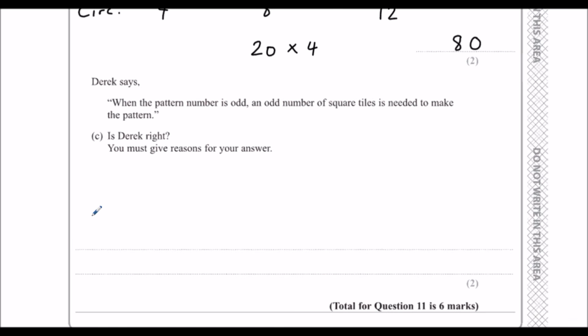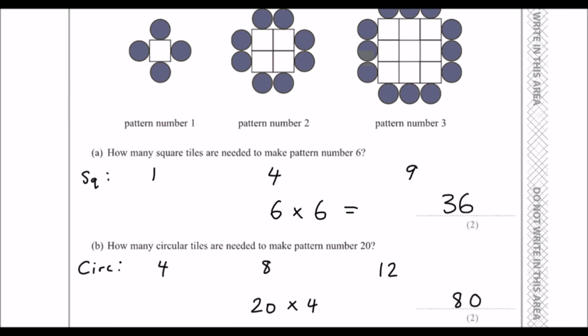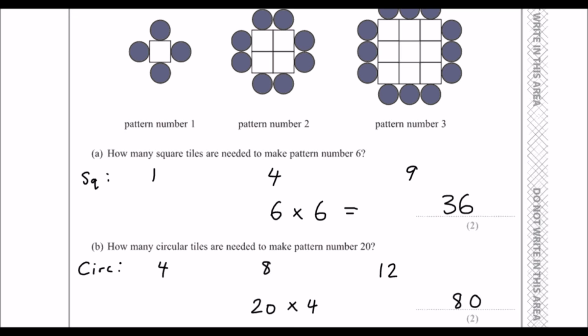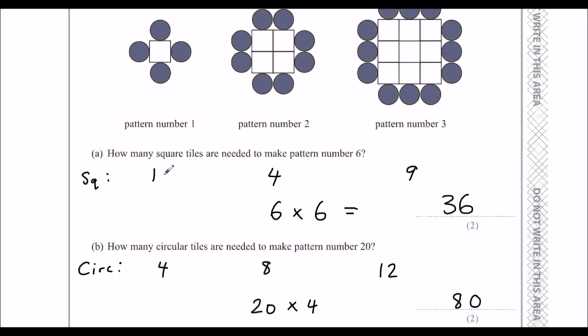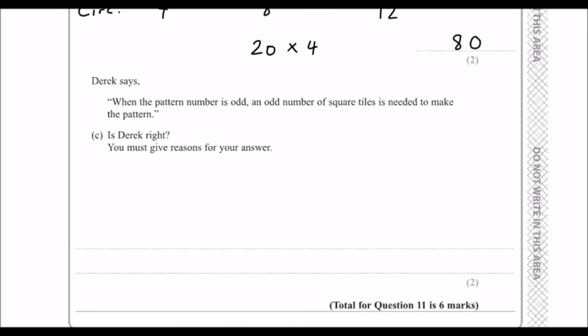Derek says, when the pattern number is odd, an odd number of square tiles is needed. So for pattern 1, it was 1 square tile. For pattern 3, it was 9. And yes, it will always be odd, because this was 1 by 1, so just 1. Pattern 3 is 3 by 3, so 3 times 3, 9. Pattern 5 to be 5 times 5. Pattern 7 to be 7 times 7.